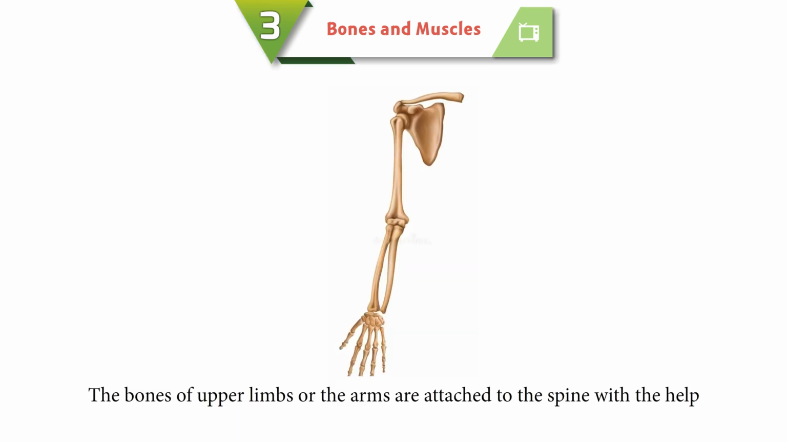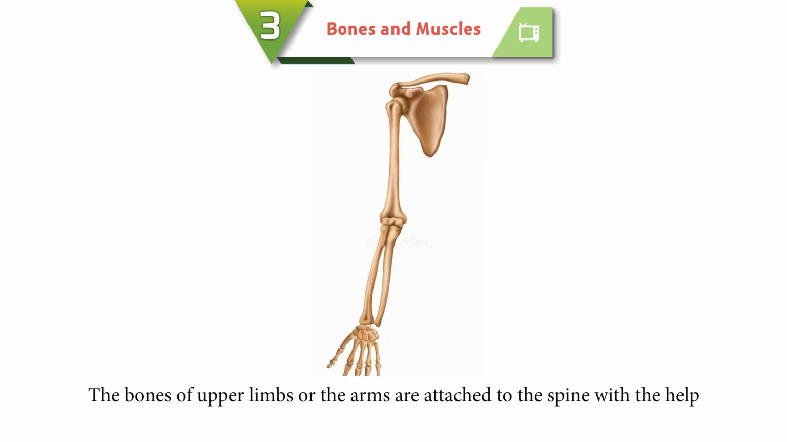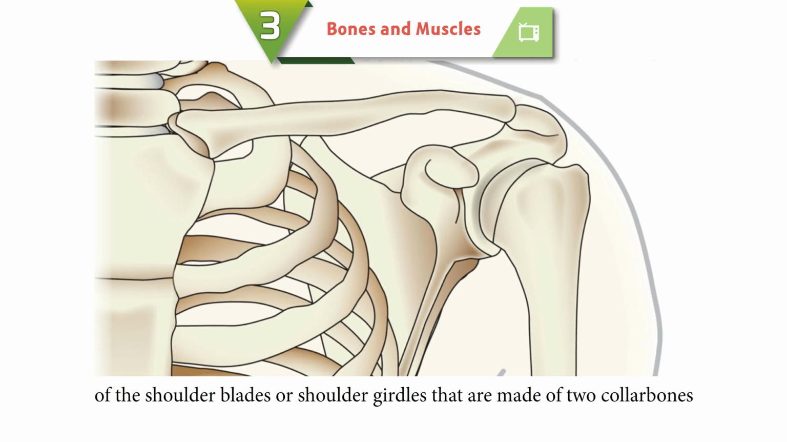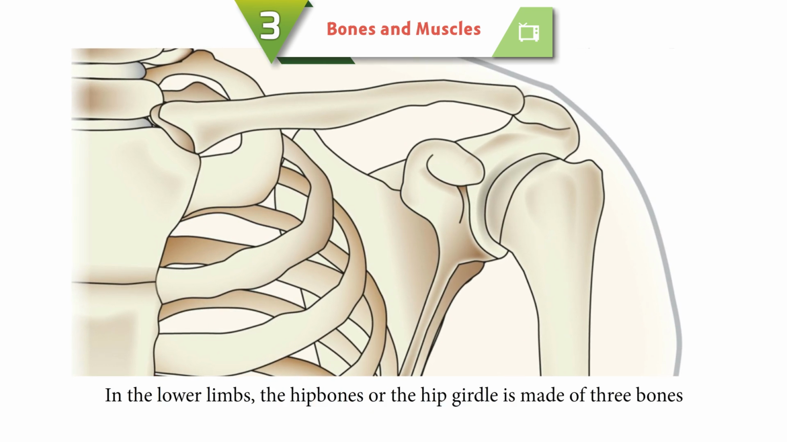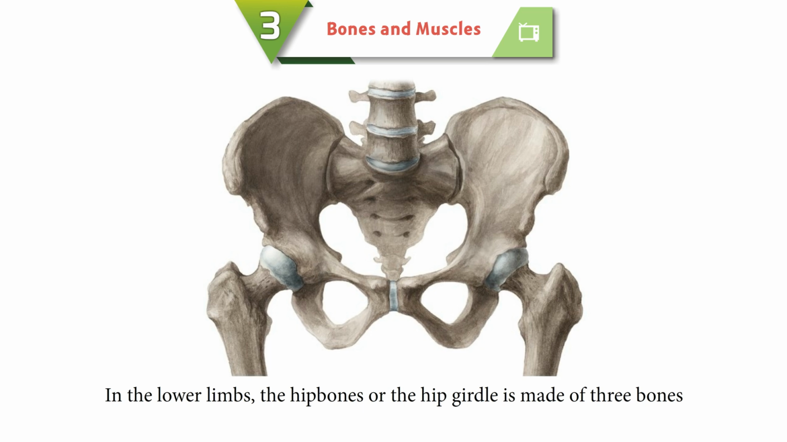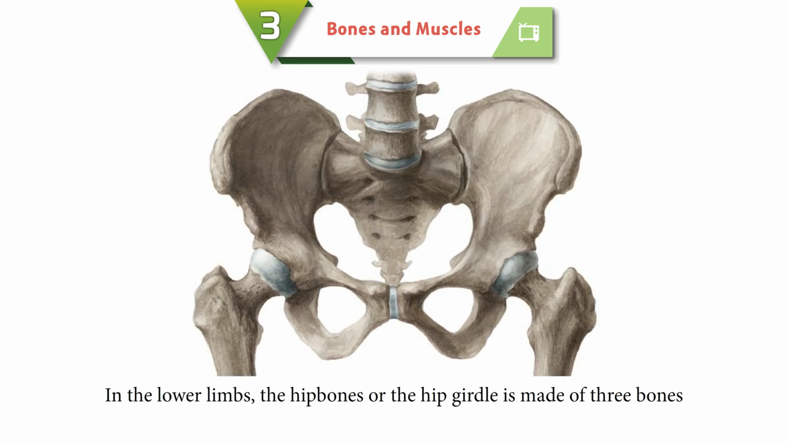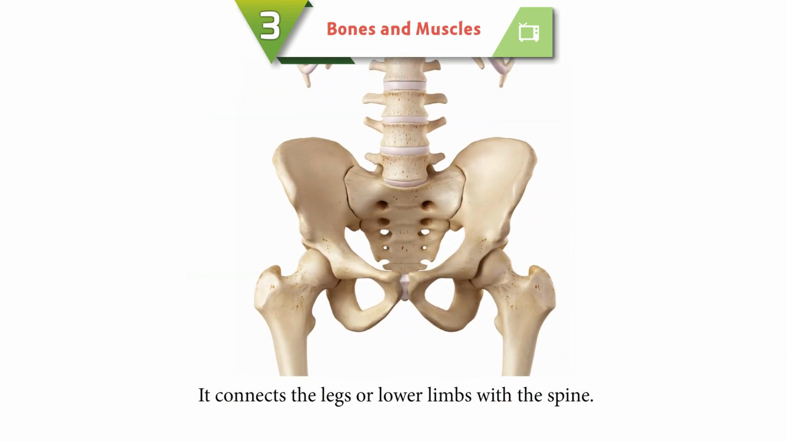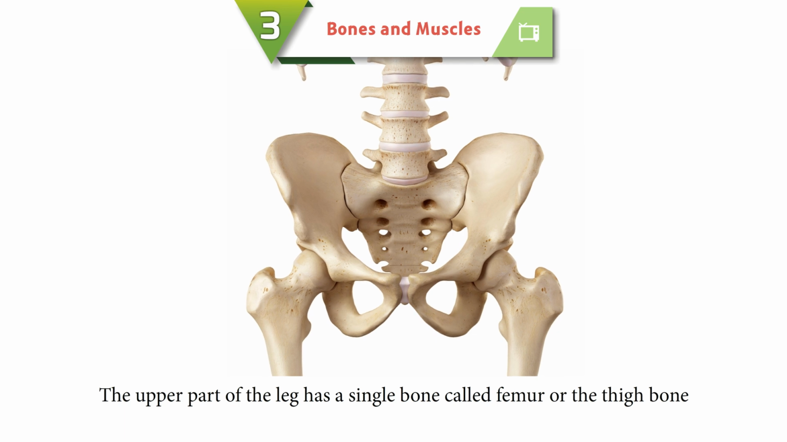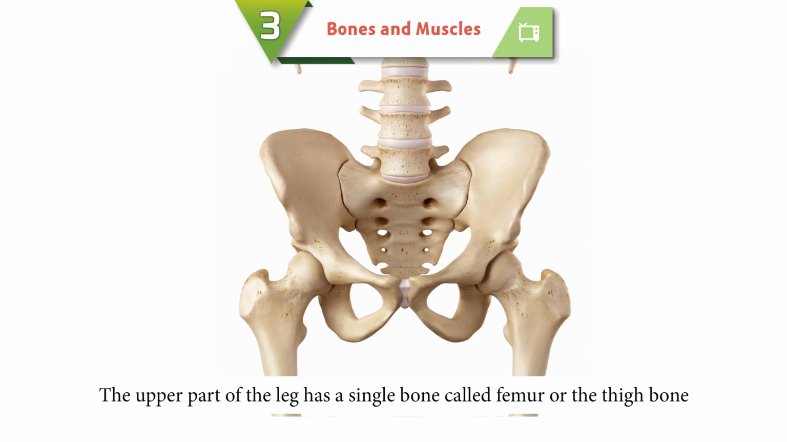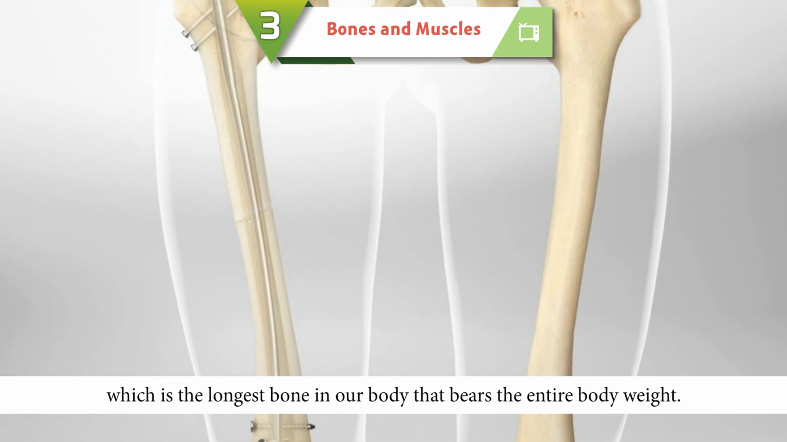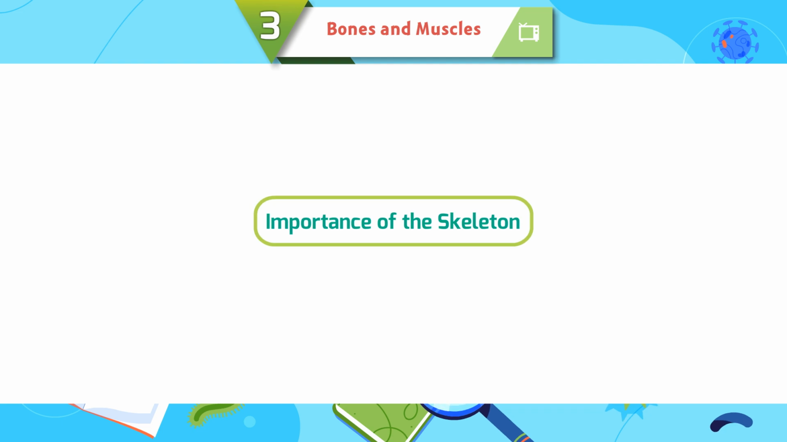Limbs and girdles. The bones of the upper limbs or the arms are attached to the spine with the help of the shoulder blades or shoulder girdles that are made of 2 collarbones and 2 shoulder bones. In the lower limbs, the hip bones or the hip girdle is made of 3 bones joined together. It connects the legs or lower limbs with the spine. The upper part of the leg has a single bone called the femur or the thigh bone, which is the longest bone in our body that bears the entire body weight.